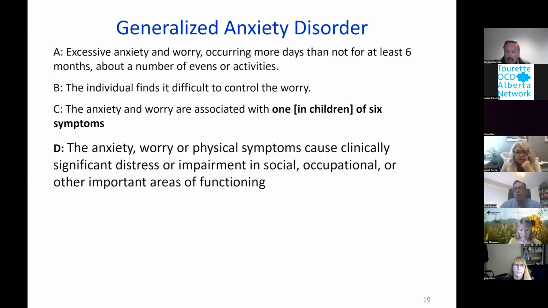Again, this is a good one, because you do get kids, as I mentioned, there's a normative distribution of these kinds of symptoms. Kids are anxious, but it's got to really get in the way of their lives, or cause a lot of distress for them to meet the criteria for generalized anxiety disorder.